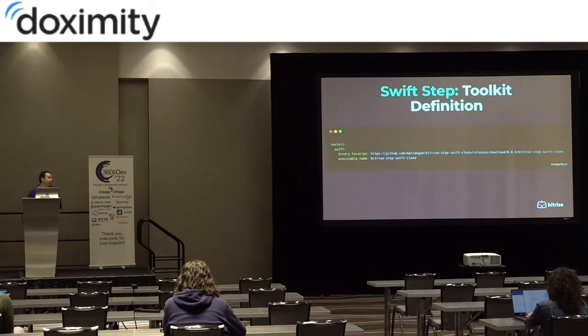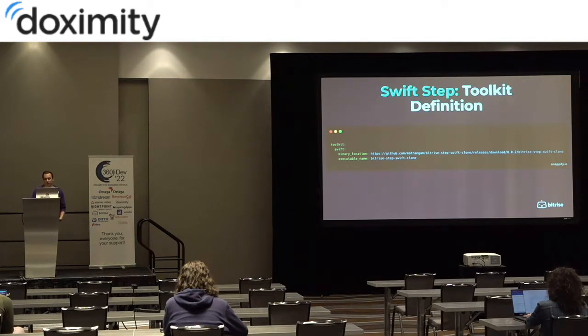So we can see here a small snippet of a step.yaml. And we can see here we're defining a thing called a toolkit. Now, previously, you only had bash and go, and we've added Swift. We can see the two parameters here, binary location and executable name. So what these are going to tell the CLI and the Bitrise system is where to look for your precompiled binary if you have one.